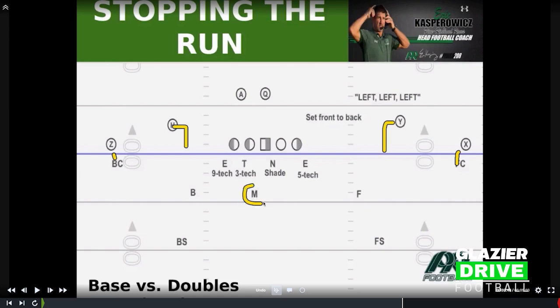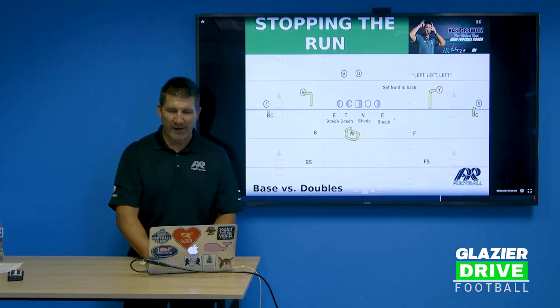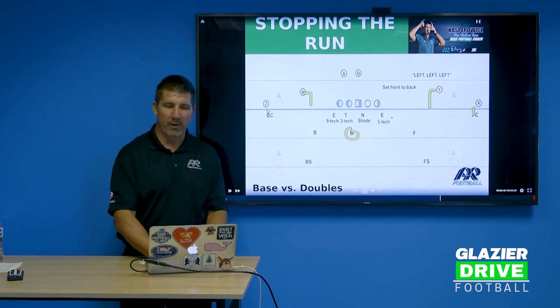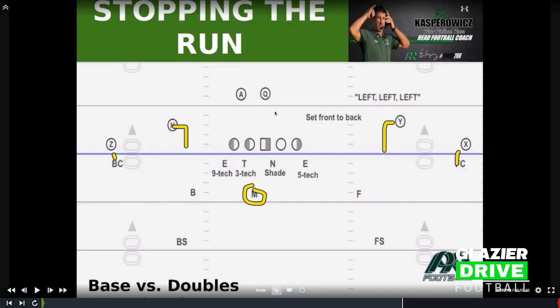All right, strong 10. Where do we set the front? So 2 by 2, middle of the field. We would set it to the field, or if the ball's in the middle, we'll set it to the back. Okay, so it's a left call. So we have a 9, or I'm sorry, that should be a 5, a 3, a shade, and a 5. All right. Both linebackers are apexed, and we're ready to roll.